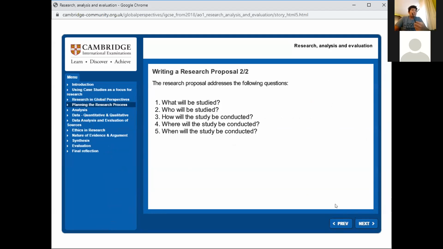Yeah, well, I was forgetting. Remember that the research proposal needs to answer these 5 questions, okay? What will be studied, who will be studied, how will the study be conducted, where will the study be conducted, and when will the study be conducted? Those are the 5 questions that reflect the full process.